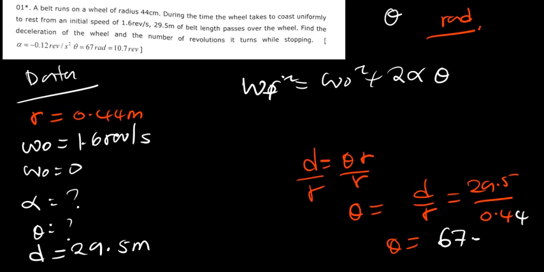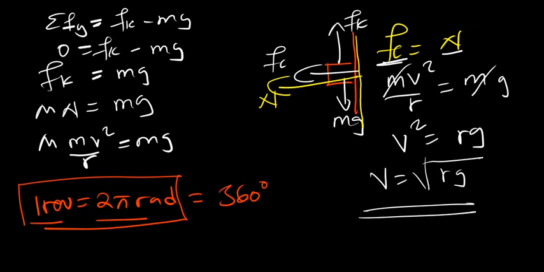67.0, which is the same as just 67 rad. You can clearly see that even them here, they found 67. But now this answer, if I want to convert this 67 rad into revolutions, what can I do using these conversions?